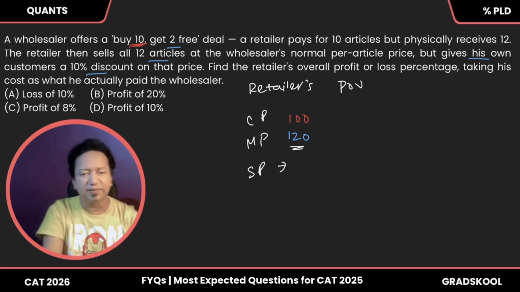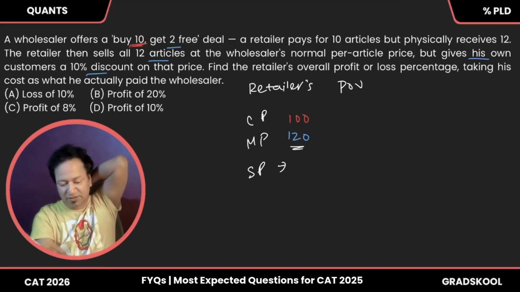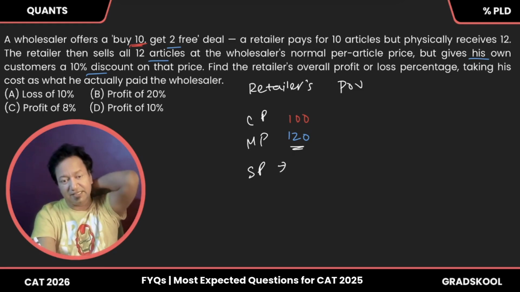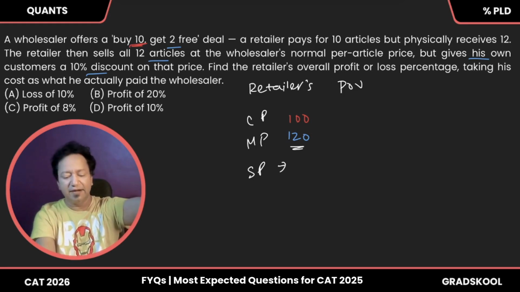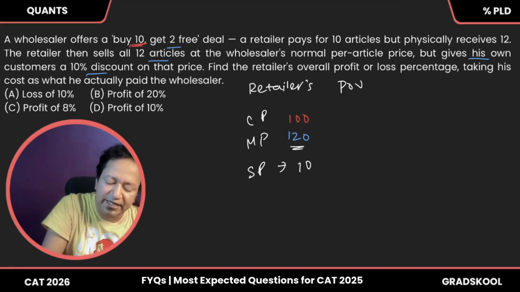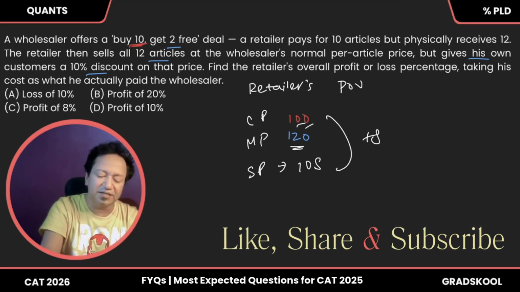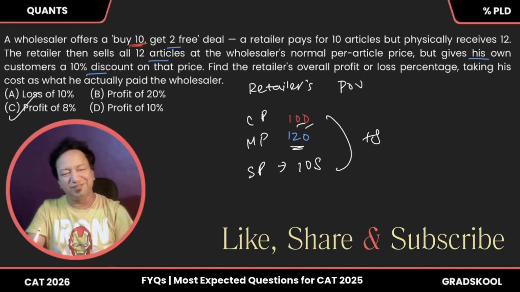10% of 120 is rupees 12. You can do it mentally, right? See, the way I am assuming the quantities, it becomes easy for us to calculate mentally as well. 10% of 120 is 12. So 120 minus 12, 108, is the entire selling price. His profit is 8 rupees over 100 rupees. That is 8%. So the answer is option C, profit of 8%. Thank you.